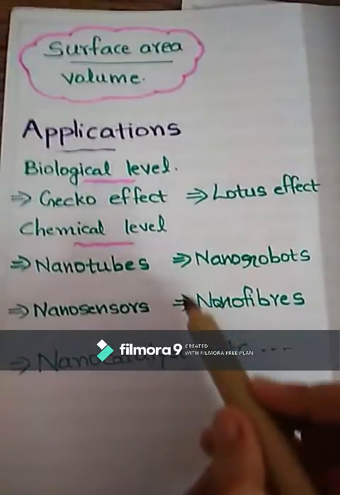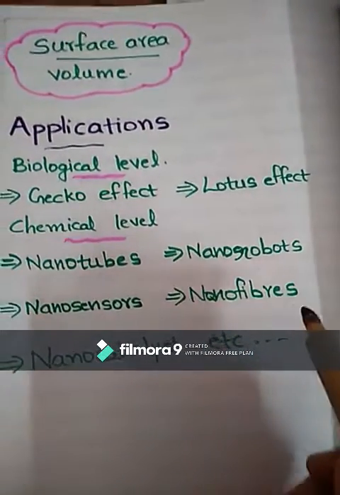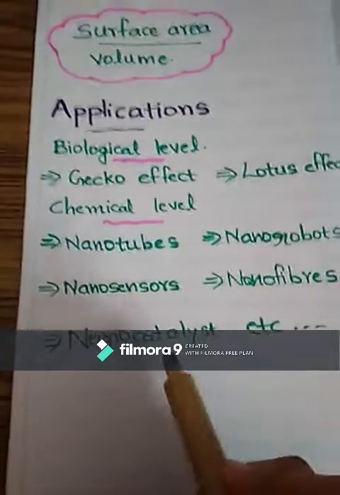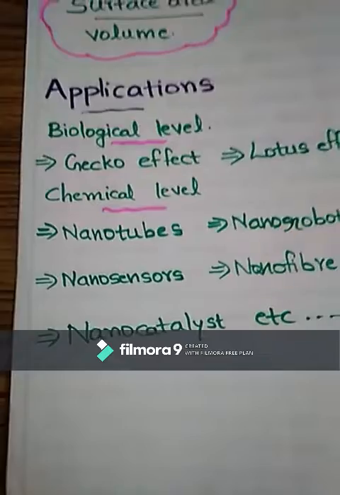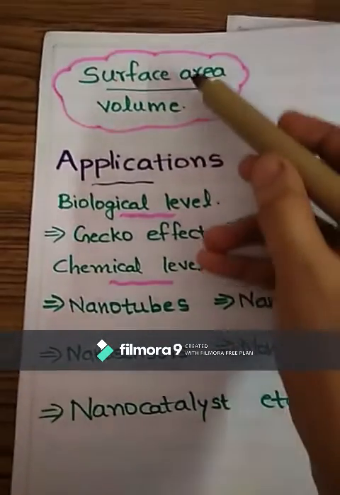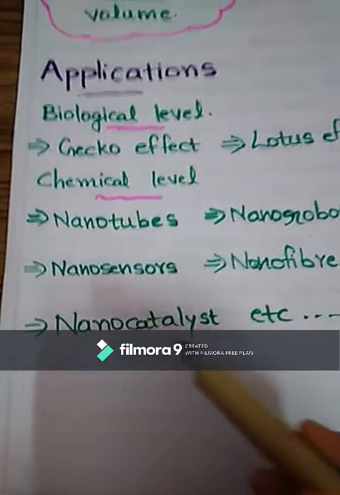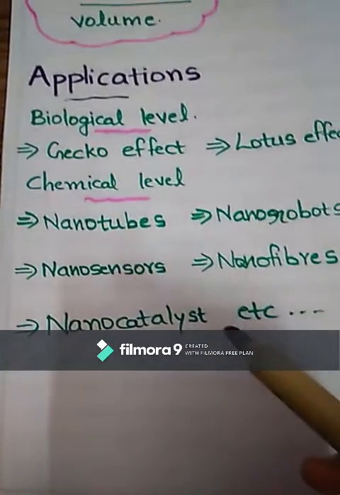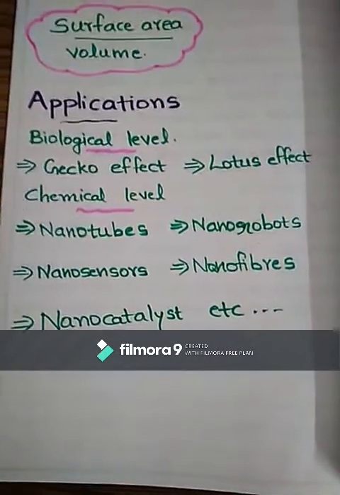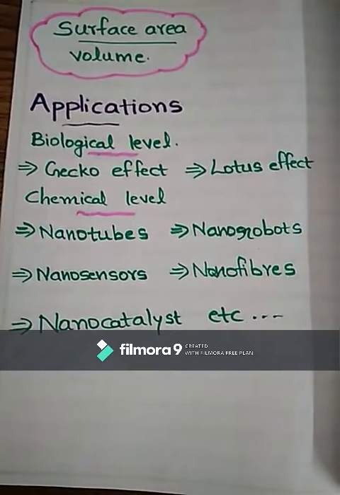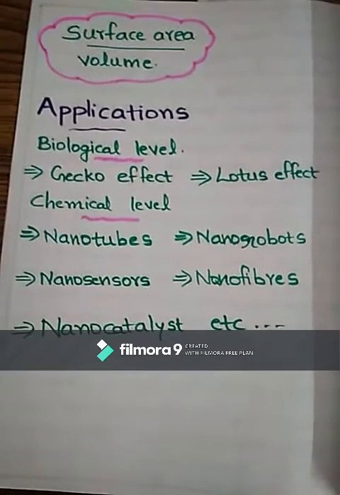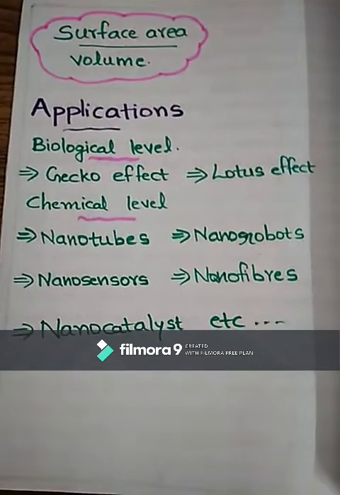And a very important application is the nanocatalyst. In the nanocatalyst, we can see the application of the surface area to volume ratio. As the surface area of the catalyst is high, it can react very much in such a way that the reaction can be carried out much faster. Thus, the product will be yielded in a very few seconds. Thus, at the catalytic level also, nanochemistry applications can be seen.